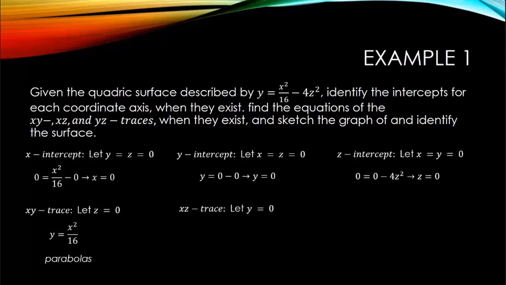The xz trace is when y is equal to 0. I plug 0 in for y. I get x squared over 16 minus 4z squared is equal to 0. This means that my trace is a hyperbola. The yz trace is when x is equal to 0. I get y is equal to negative 4z squared. These traces will be parabolas.